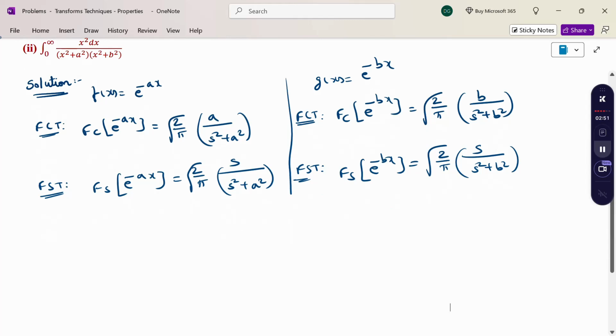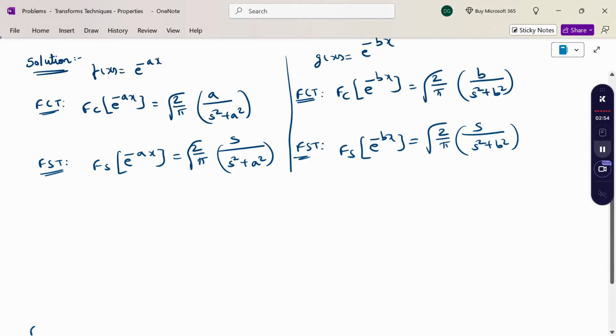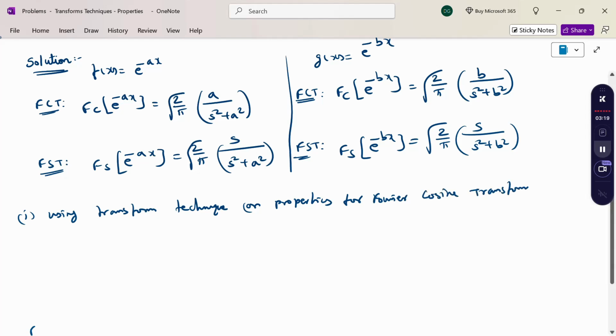If you know the result, then we should apply the properties. So for the first question, what is the property? Using the transform technique or properties for the Fourier cosine transform: integral from 0 to infinity of the Fourier cosine transform of f of x and the Fourier cosine transform of g of x ds equals integral from 0 to infinity of f of x g of x dx.